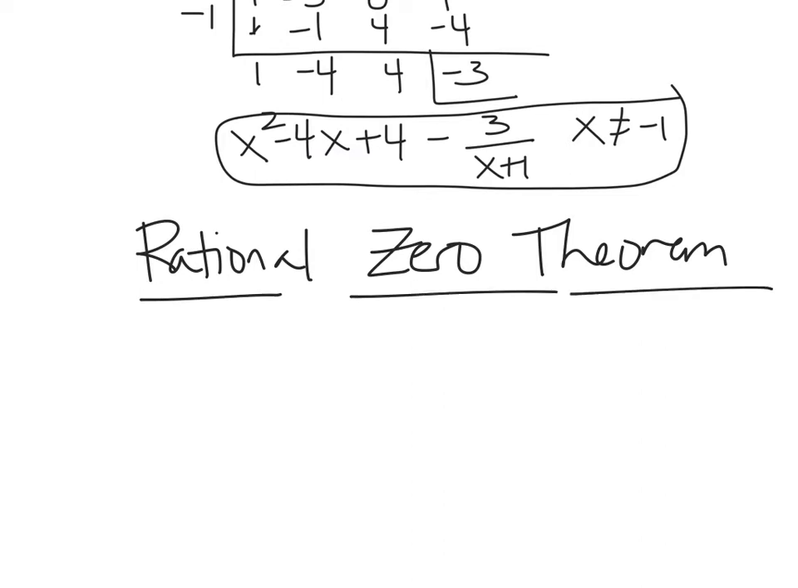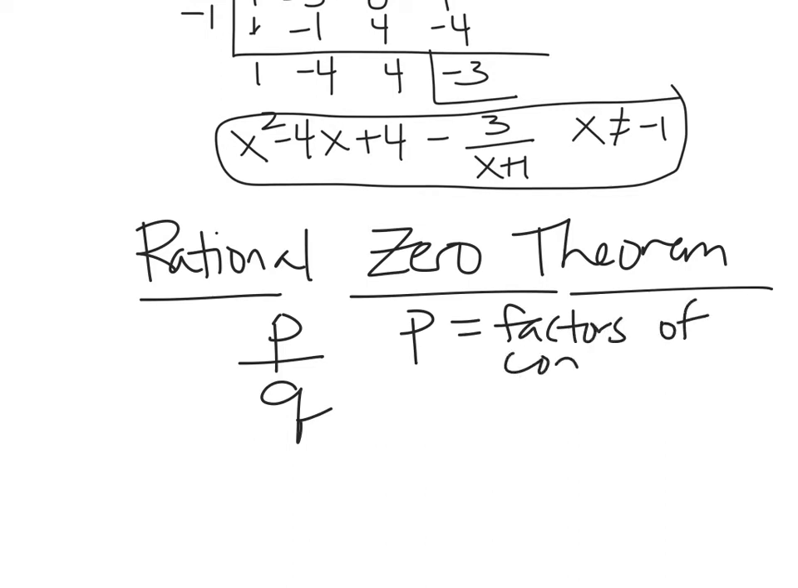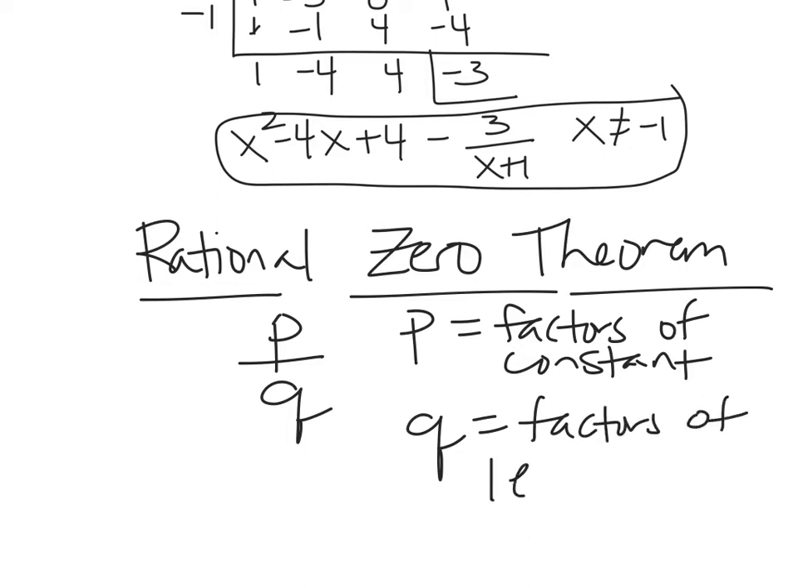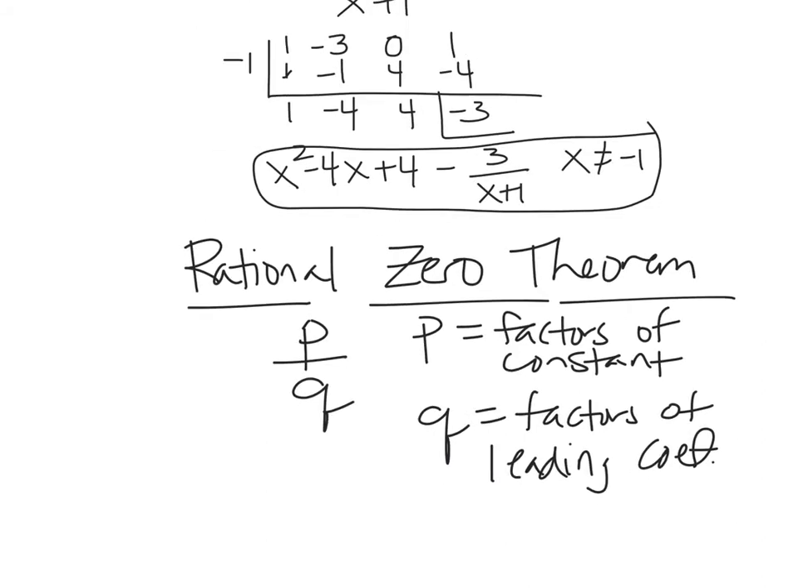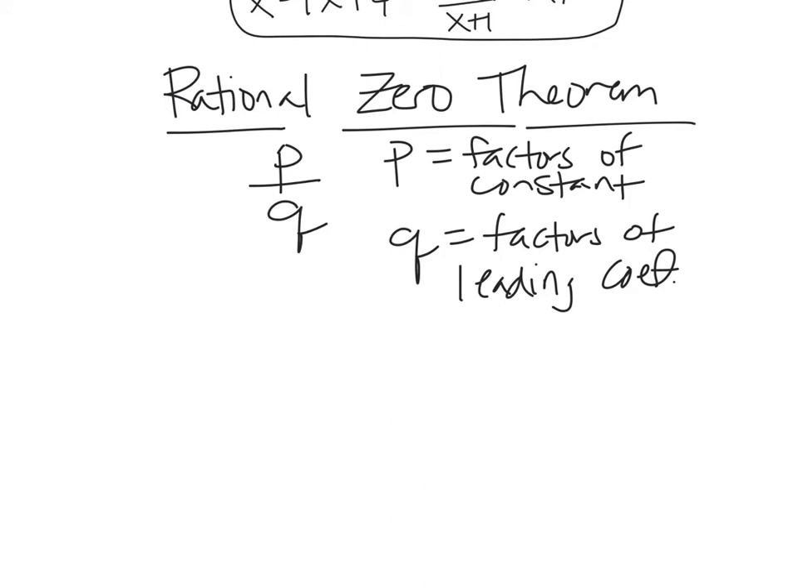So the possible real zeros of a polynomial are p divided by q, where p is going to be the factors of the constant of the polynomial, and q are the factors of the leading coefficient. Now this won't tell you if they are zeros for sure, but it does tell you that they could be possible zeros. So it rules out a whole bunch of zeros of your polynomial.